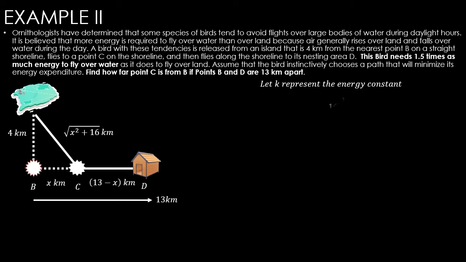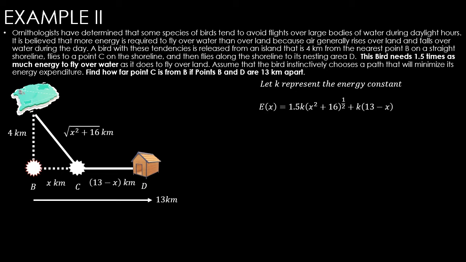So that optimal path would be traveling the hypotenuse of the triangle, which means traveling over that square root of x squared plus 16 distance, and then from there traveling from C to D. That would be the optimal path. That will be the optimization function that we create.